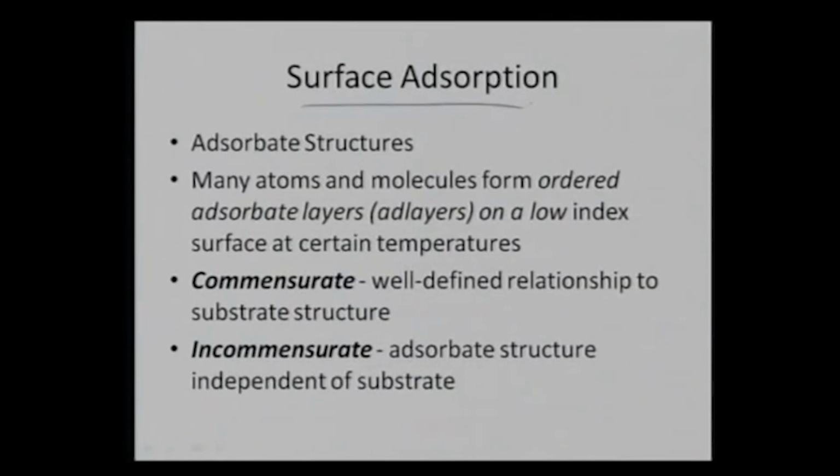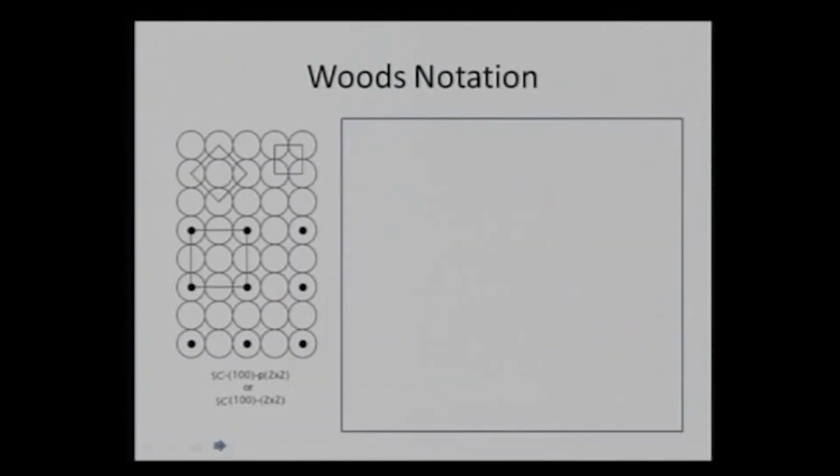So coming to surface adsorption, many atoms can form ordered adsorbate layers on lower index planes. It can have a very defined relationship, that is commensurate, or it can have a random structure which is independent of the substrate, so it can form an incommensurate structure as well. Again, it might depend on the temperature and on the chemical species available on the surface. So there are certain criteria for defining surface adsorption, and certain notations have been developed.